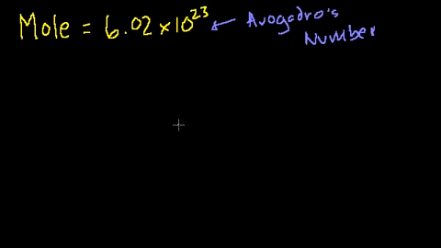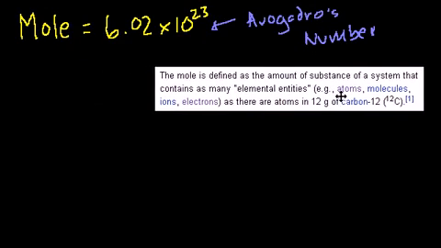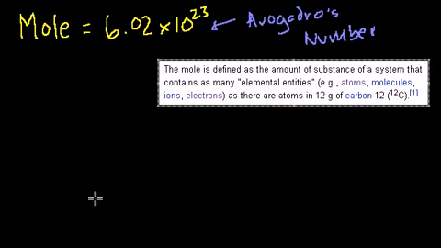There are kind of more Byzantine definitions of a mole. Let me copy and paste it from Wikipedia. This is Wikipedia's definition of a mole, and hopefully at the end of this video you'll see that they're equivalent. But if you're just getting exposed to the concept, it's just not an easy concept. They say a mole is defined as the amount of substance of a system that contains as many elemental entities as there are atoms in 12 grams of carbon-12.